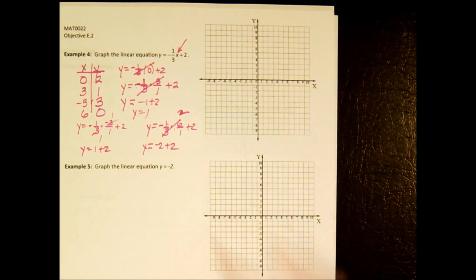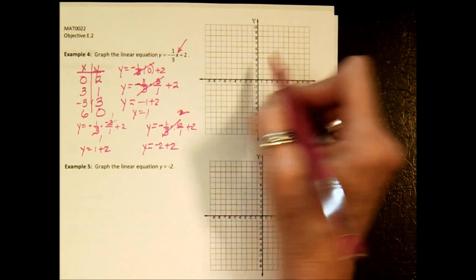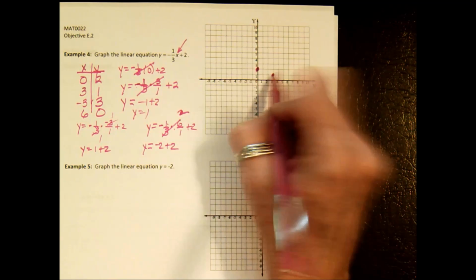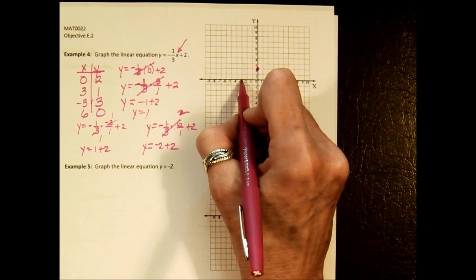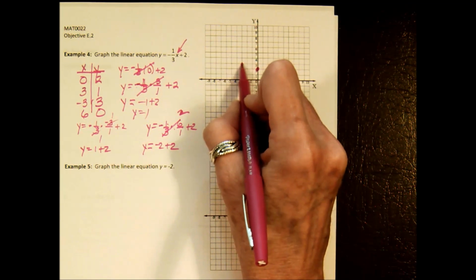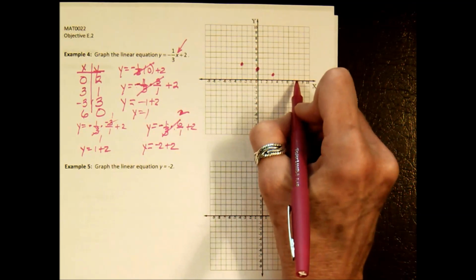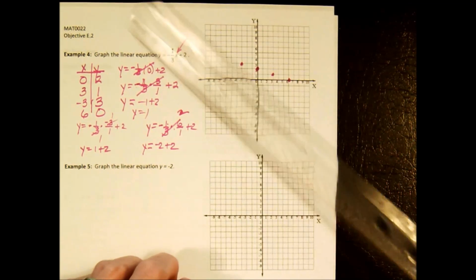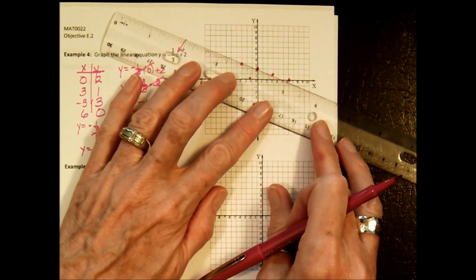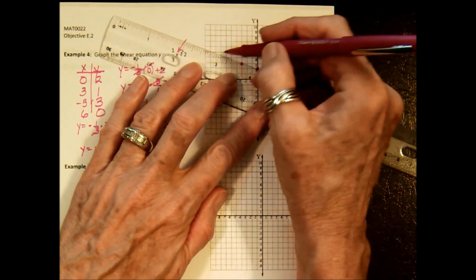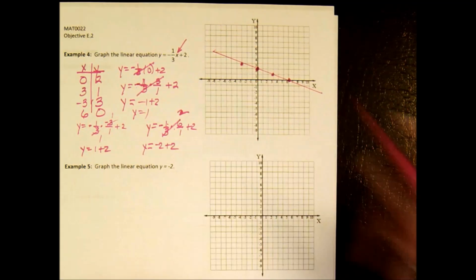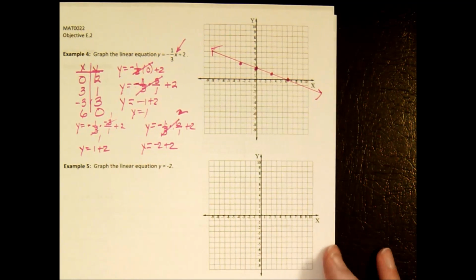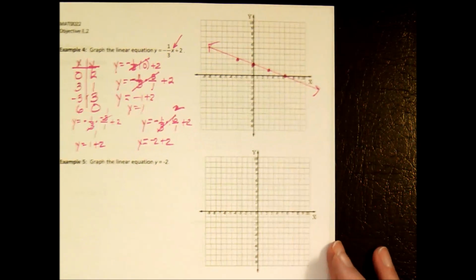So let's graph, or plot, these points. The point 0, 2, the point 3, 1, the point negative 3, 3, and the point 6, 0. And once again, you can see, because we did it correctly, they are all solutions, therefore they all line up, and that is the graph of that equation. So the fraction really wasn't a problem.